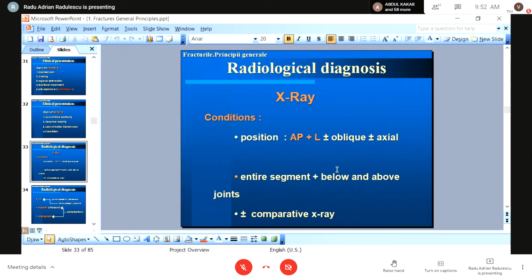Another principle is that the entire segment should be included on the X-ray, meaning that a correct X-ray must always have the joint above and the joint below the fracture site on the same X-ray. And sometimes we may need to take a comparative X-ray of the normal side when we determine, let's say, some congenital abnormalities of the bone, in order to be able to make a correct diagnosis.